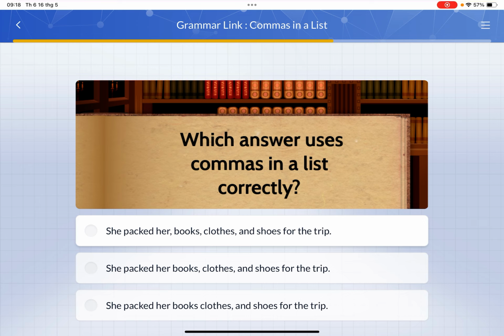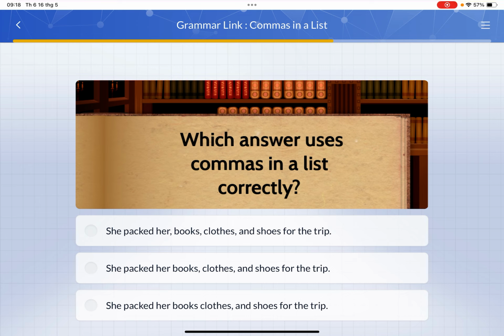The second is correct because book, clothes, and shoes have commas here, and they don't have a comma after the last item in the series, and they just use commas correctly. They don't have any mistake at all. The last one here, they only have one comma, which is to separate book, clothes, and the shoes. Now, book and clothes are two different things, definitely two different things. So they don't belong together.